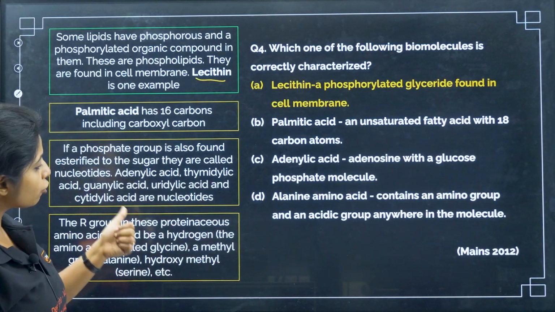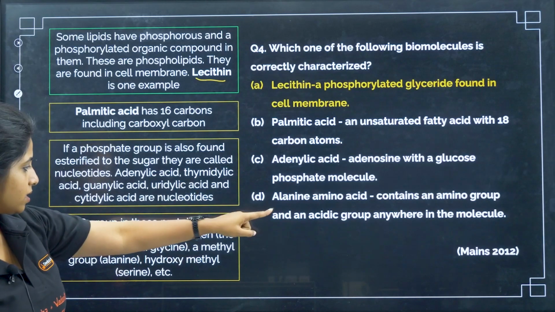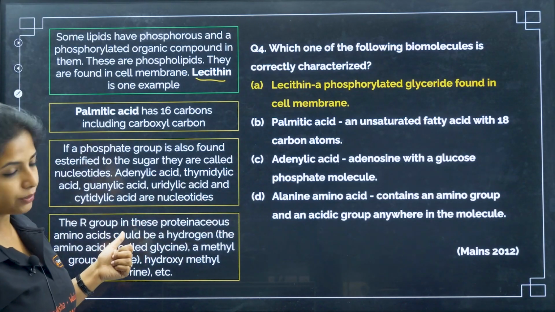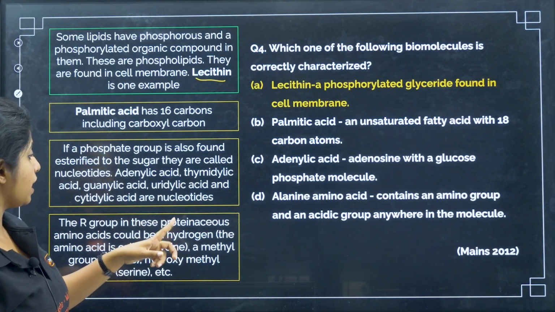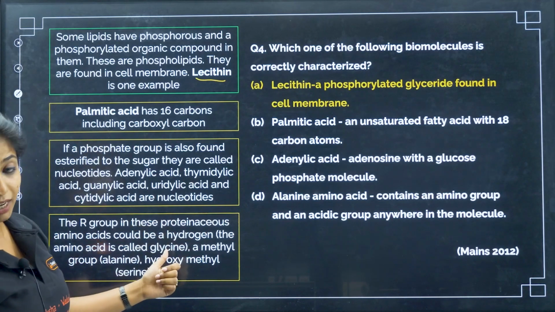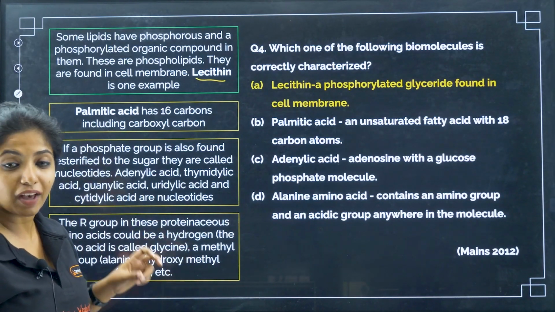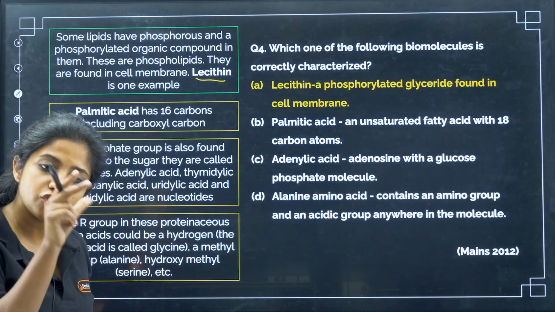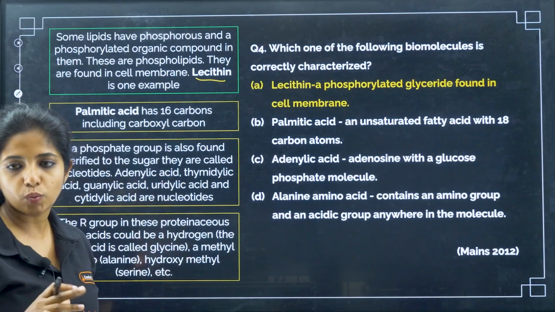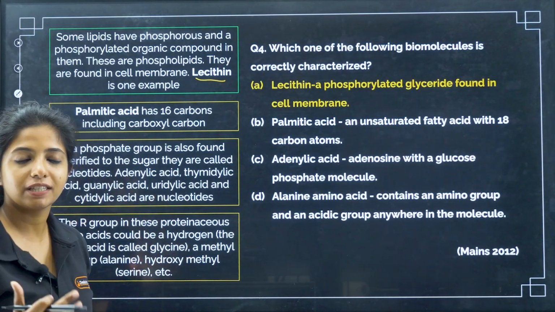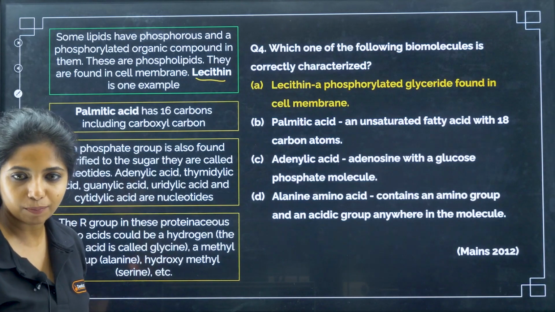Now, the R group in these proteinaceous amino acids, that is alanine. The R group could be hydrogen, as in the case of glycine, or could be a methyl group, such as in the case of alanine. So in the case of alanine, it has just a methyl group, which is why it is not considered to be basic or acidic. It will be neutral.